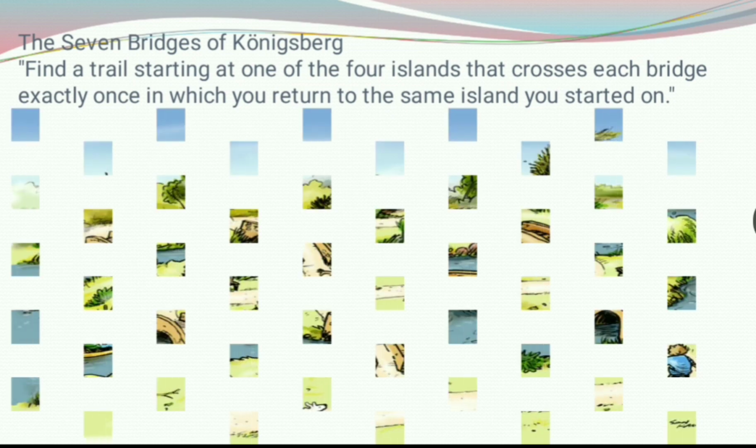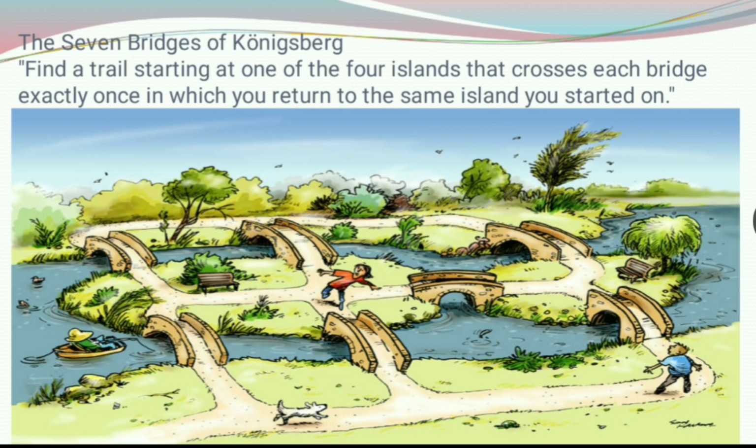So there was a problem posed by the people of Königsberg. In Königsberg, there are two islands. Here you can see there are two islands, and there are some river banks around these two islands, and these islands are connected to these river banks by 7 bridges. Here you can see 1, 2, 3, 4, 5, 6, 7. There are 7 bridges here. So they are connected with each other through these 7 bridges.